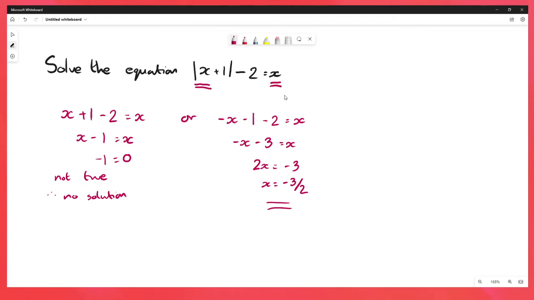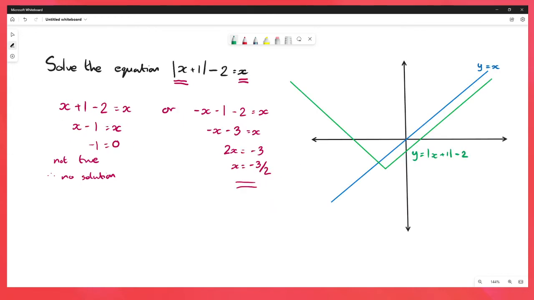If we draw the graphs of these, we can see that. So you can see here I've now drawn these two graphs, and we can see that because the gradient of this and the gradient of this one match, there's only one point of intersection, which is here, and that is where we make the modulus stuff minus.